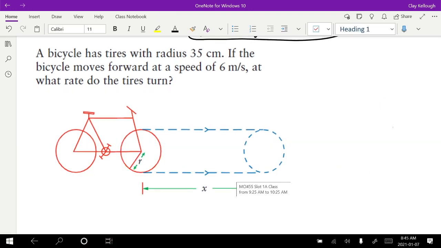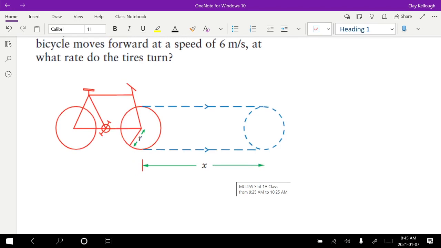What I want you to think about is how long that x line is, the distance from when this point on the wheel touches the ground to when it touches the ground again. So notice that when the tire turns once, what would the distance traveled by the bicycle be? Well, it would be the circumference of the wheel, assuming the wheel doesn't slip on the ground.